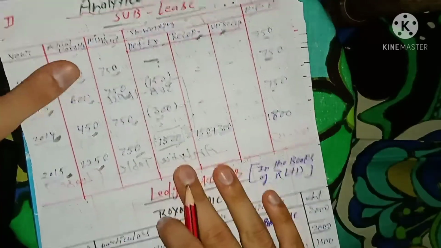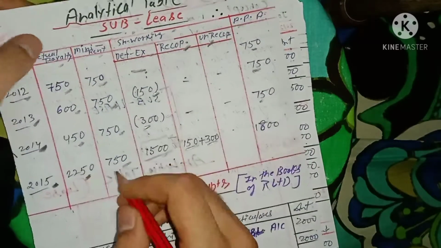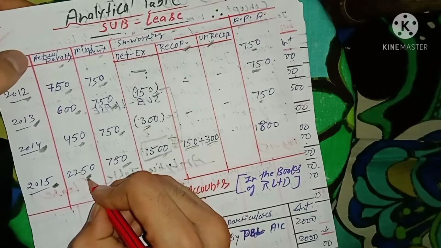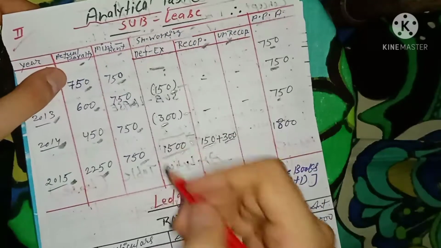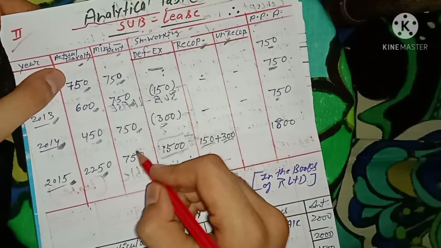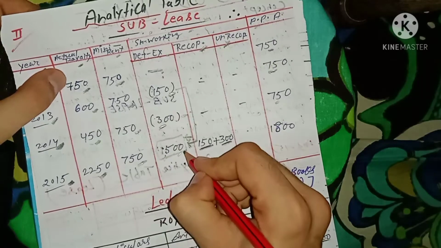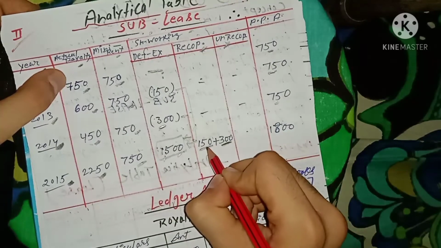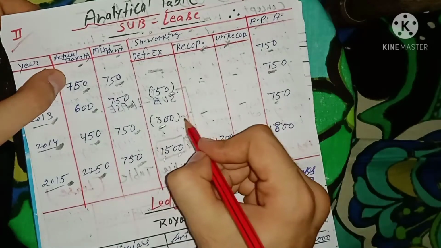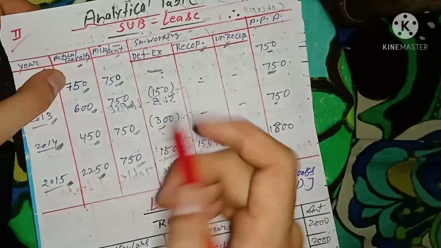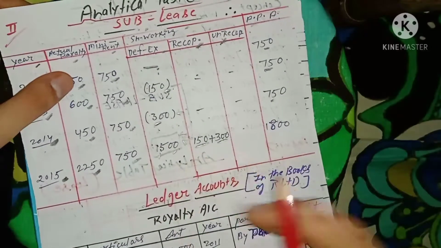In the year 2015, as you can see, there has been 2250 rupees as actual royalty amount. Whatever amount was above 750 as minimum rent, which was only 1500, out of this amount 1050 plus 300 has been utilized to recoup the short working amounts related to different years, the year 2013 and the year 2014.